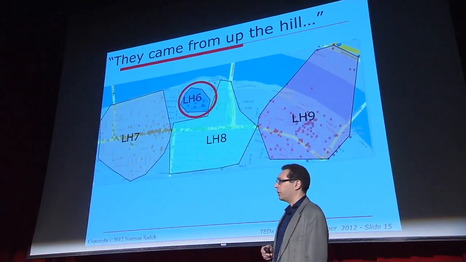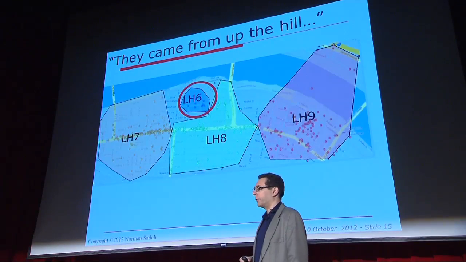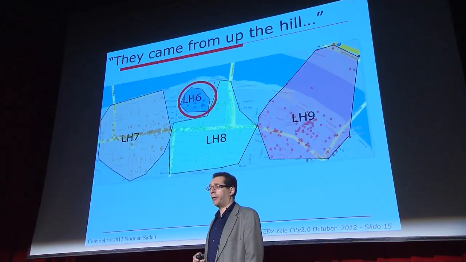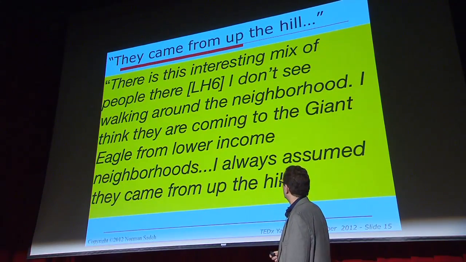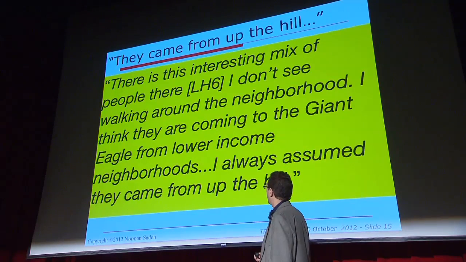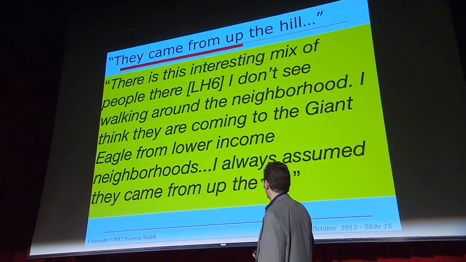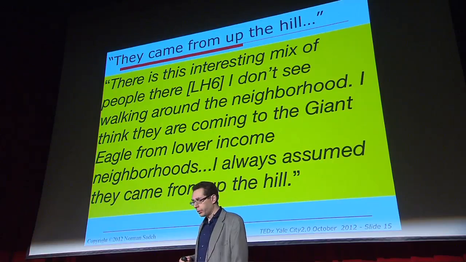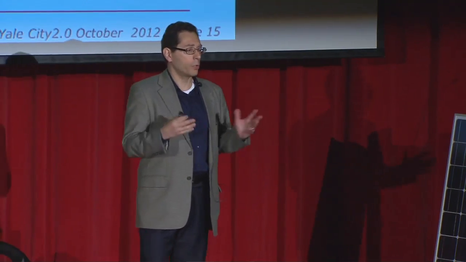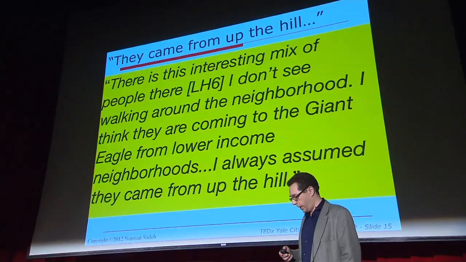And so when you go and interview people, they will actually confirm that the people they see there are very different from people you're likely to meet in the other Livehoods that make up this particular area. So here's a typical quote. "There is this interesting mix of people there," referring to this Livehood 6. "I don't see them walking around the neighborhood. I think they are coming to the Giant Eagle from lower-income neighborhoods. I always assumed that they came from up the hill." And so that was an interesting reference to another area of the city where you have lower-income people living.